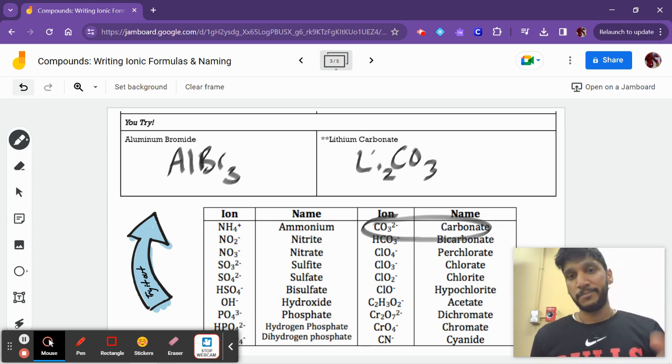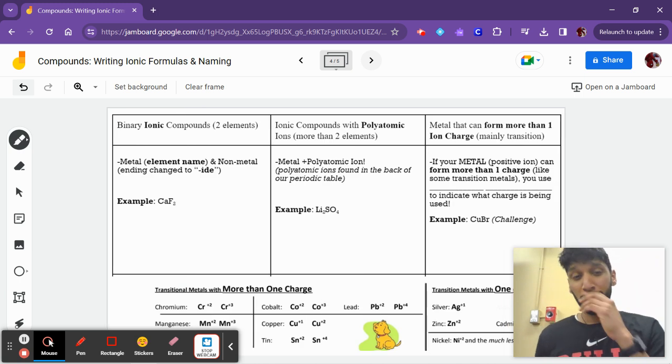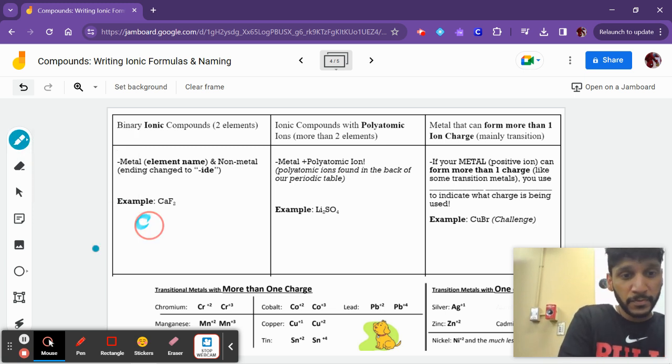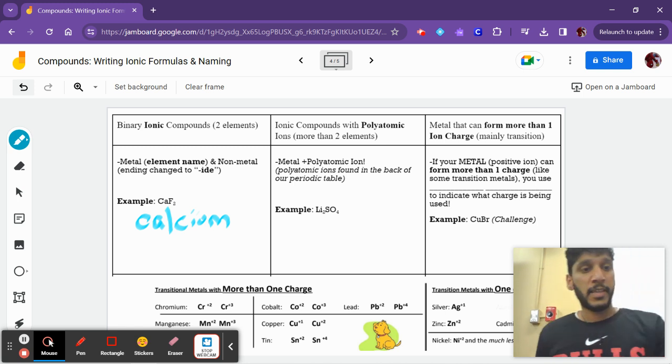Let's get into naming them. Naming them, now that we've written out the formula, should be a little bit easier, I feel like. So when you have two elements, binary ionic compounds, I see I only got two elements. I got Ca and I got F. The metal, that's always written first. I'm just going to write out the element name for it, calcium.